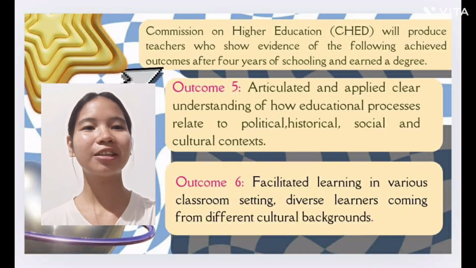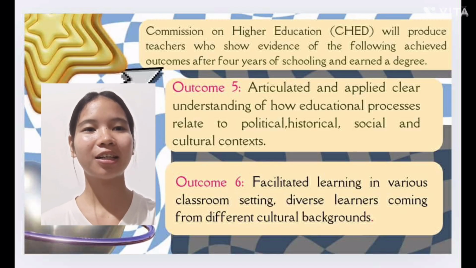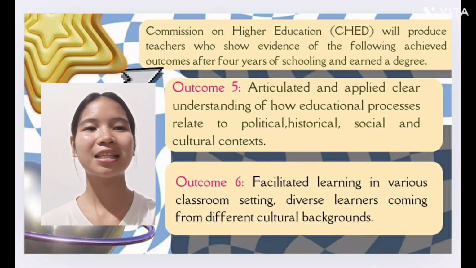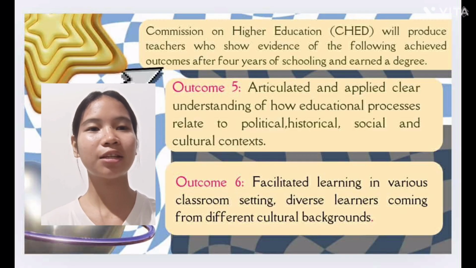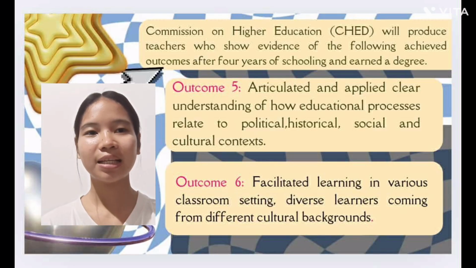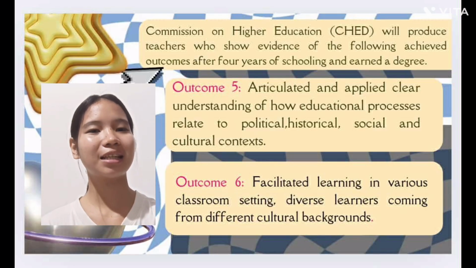Outcome 5. Articulated and applied clear understanding of how educational processes relate to political, historical, social, and cultural context. Meaning education is not just about lessons in class. It's connected to the society around us. Teachers should understand how culture, history, and even politics affect education and students' lives. Just like when teaching history, a teacher can discuss real events in the community and connect them to the lesson.